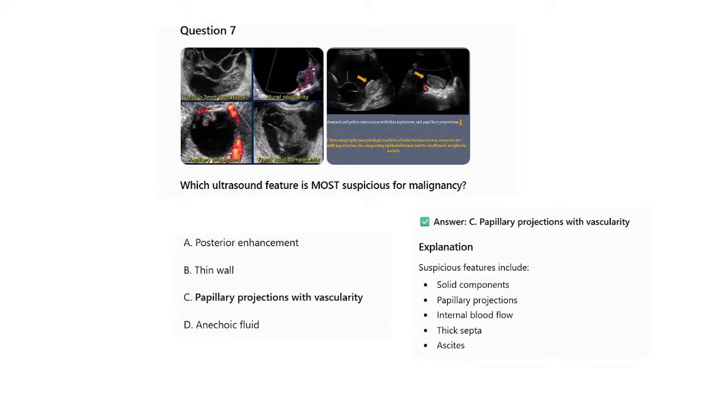Question number 7. Is this normal? There we have a cyst again with papillary projections inside. If it's abnormal, then what is that? If it's normal, what is that? This is the right side of the neck, and you can see here our carotid. What is this? A, thin walls. C, papillary projections with vascularity. D, anechoic fluid. So the best choice for this question is C, which is the papillary projection.